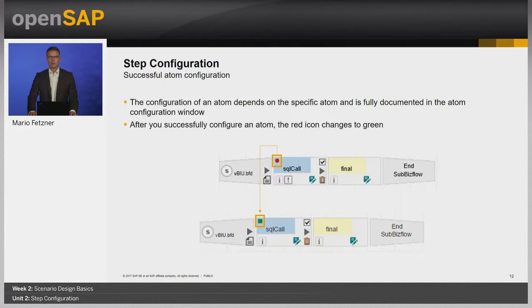The configuration of an atom depends on the specific atom. You can find full documentation for configuring an atom in the atom configuration window. After you have configured the atom, the red icon changes to green. Let us now switch to our live system and demonstrate the processing.